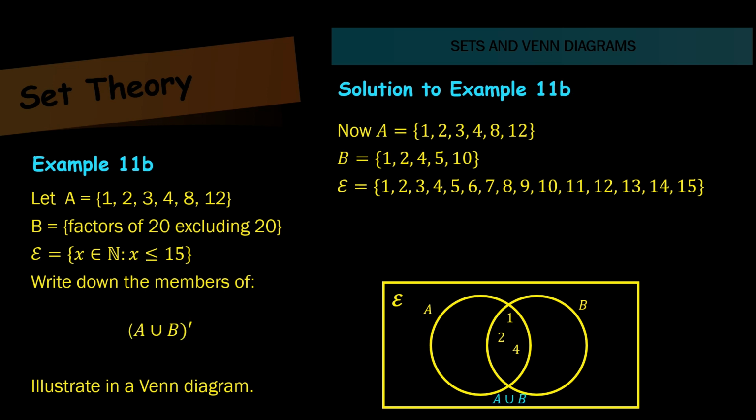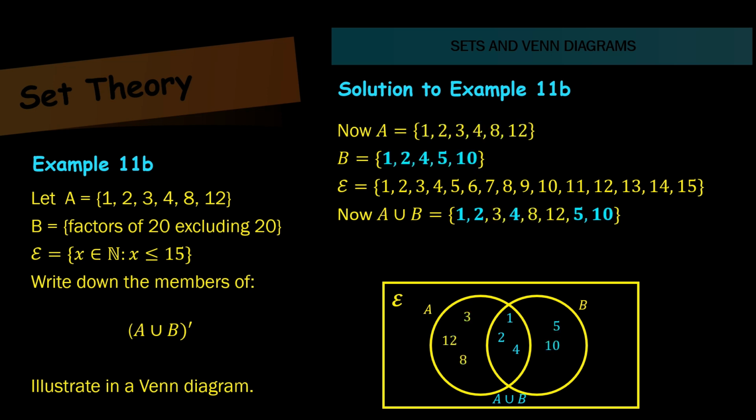And now for part B. We are required to write down the members of A union B complement, which is the set of elements not in A or B. So let's find what's in A. We've already covered 1, 2, 4, which is in A. So the rest of the elements are 3, 8 and 12. So we put those in A, but not in A intersect B.